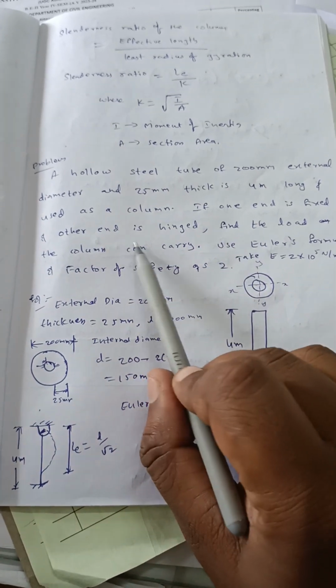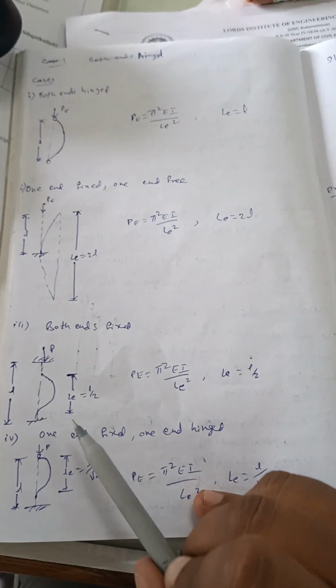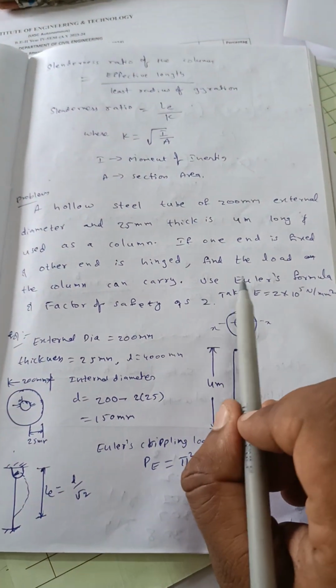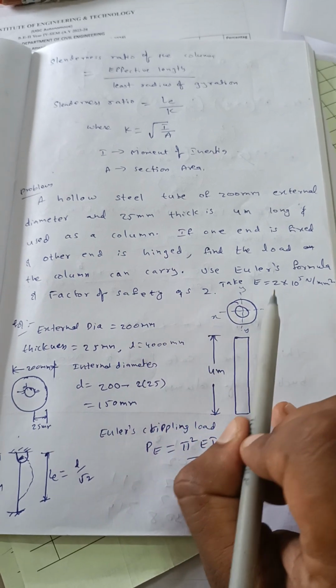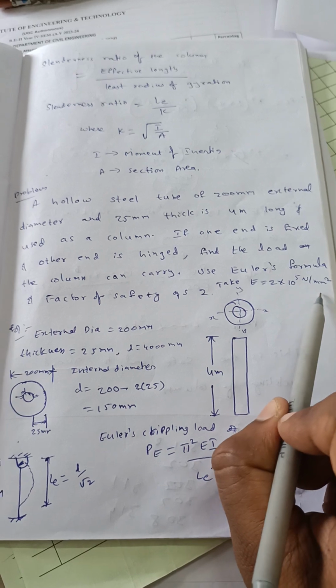If one end is fixed and another is hinged, which case is that? In this fourth case, in the place of LE we need to substitute L by root 2. Find the load the column can carry. Use Euler's formula. Factor of safety is given as 2. E is given as 2 into 10 power 5 Newton per mm square.